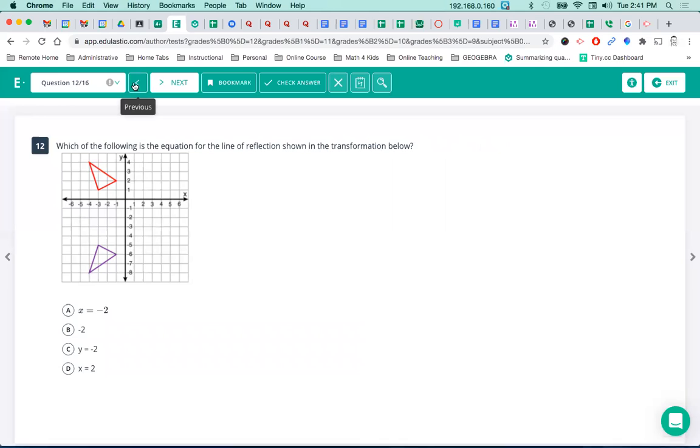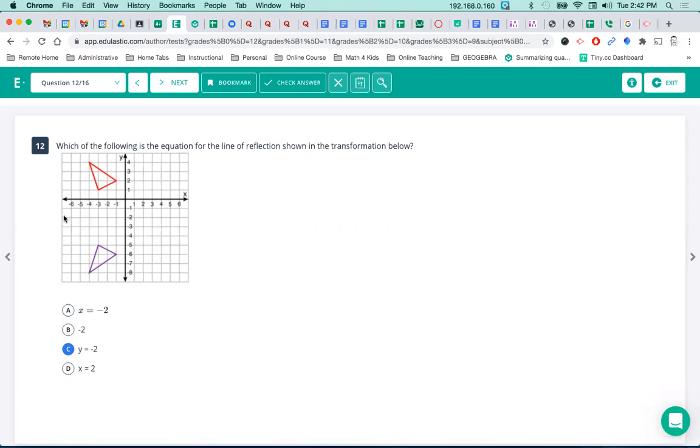Which of the following is the equation for the line of reflection shown in the transformation below? So this is confusing to everybody, to be honest with you. It doesn't make sense. Horizontal lines should be x equals because x is the horizontal axis, and that's not right. Horizontal lines are actually y equals, and their line of reflection here is actually going to be a horizontal line because the purple and the red reflect on top of each other this direction. So that means our line of reflection needs to be here somewhere. And our correct answer is going to be y equals negative 2, right?